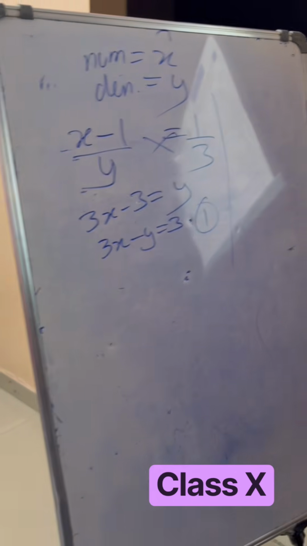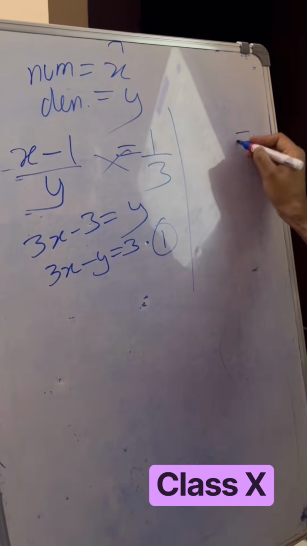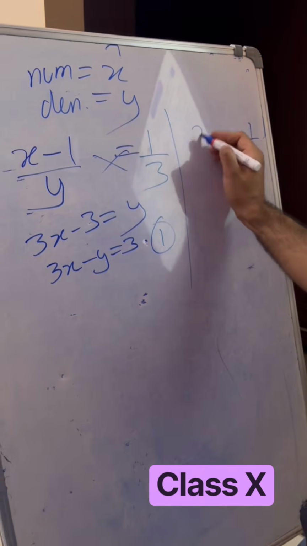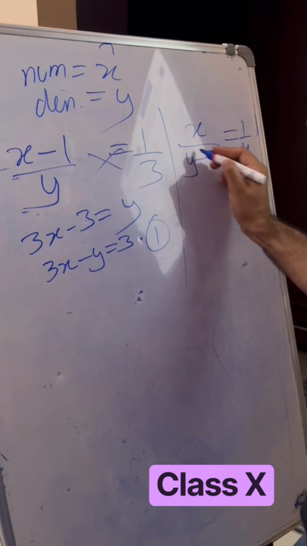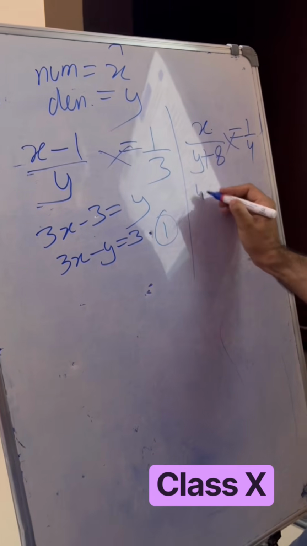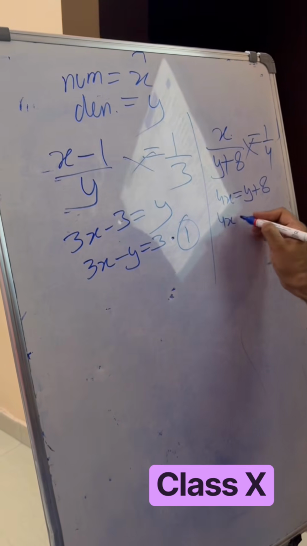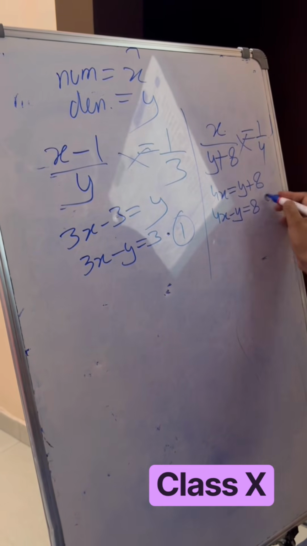Now the second equation is the fraction becomes 1 upon 4 when 8 is added to the denominator. So that means in this there is no addition to the numerator, just y plus 8. Cross multiply, 4x is equal to y plus 8. 4x minus y is equal to 8. This becomes our second equation.